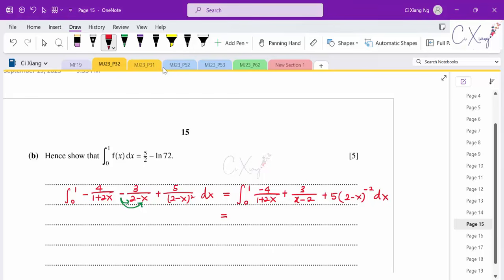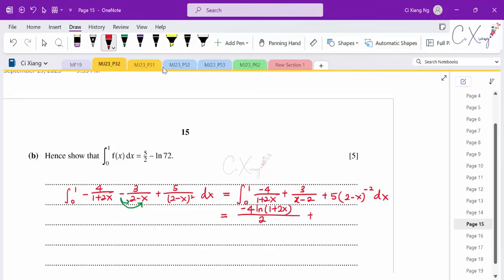Okay, so next step, I'm going to start the integration. Integrate this thing, negative 4 is a constant, I just copy. Integrate 1 over 1 plus 2x, you have ln of 1 plus 2x. You need to differentiate the thing inside the ln. So differentiate the 1 plus 2x inside the ln, you get a 2, right? So you have to divide it by a 2. So this is the integration for the first term.